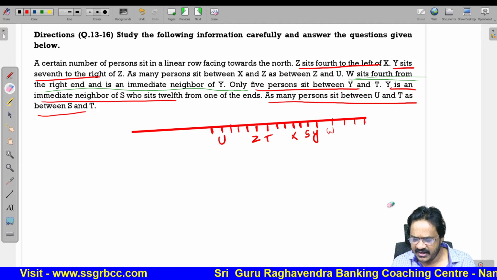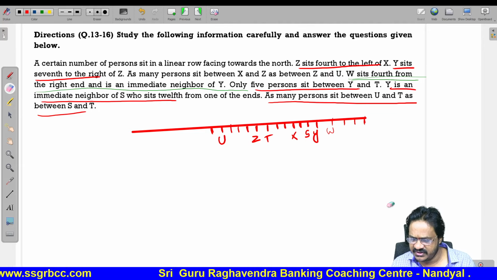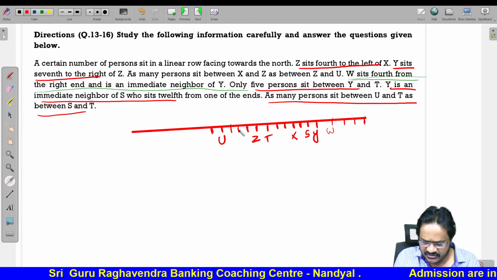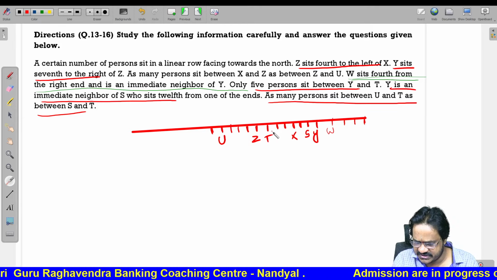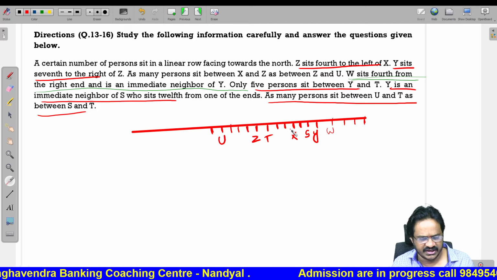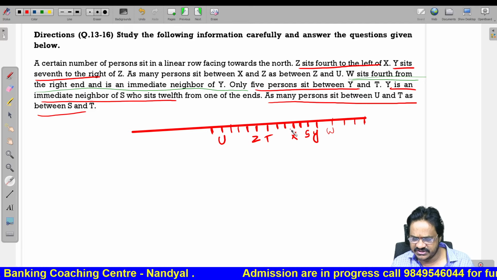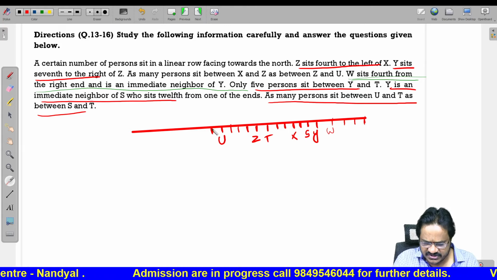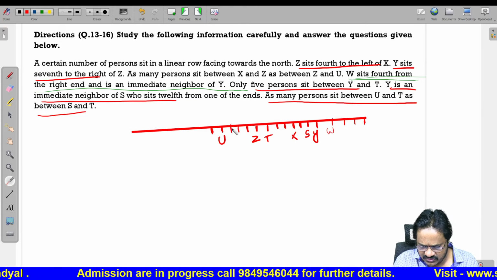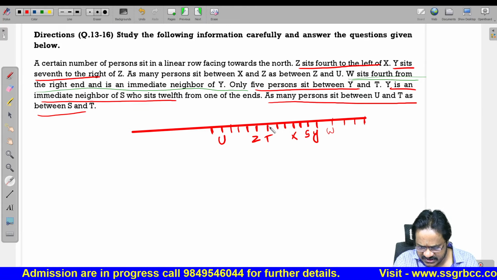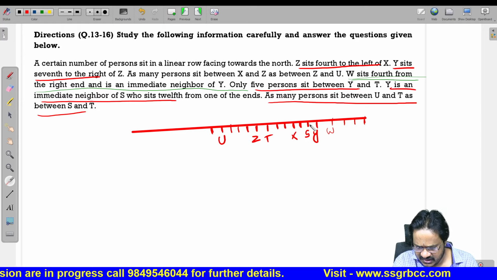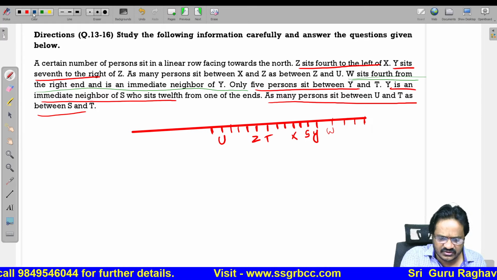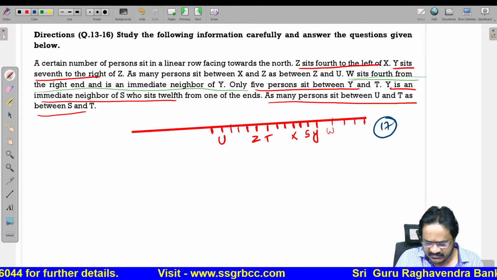Then, as many persons are there between x and z as between z and u. Between z and u, how many persons are there? 3 persons. Between z and x also there are 3 persons. So, this is the total puzzle. Now, based on this we should answer. So, first count the number of persons: 1, 2, 3, up to 17. Total we are having 17 persons.